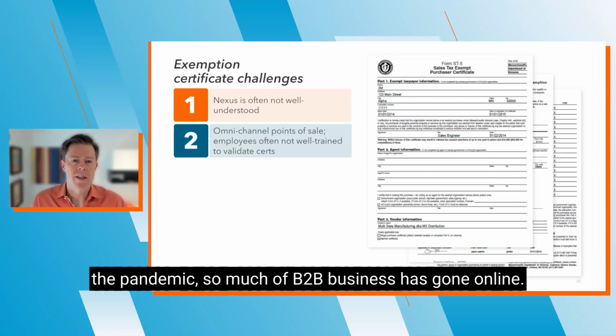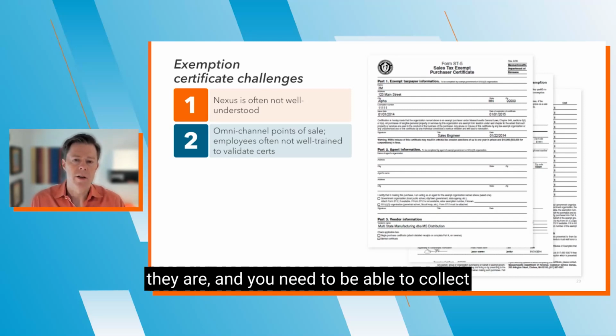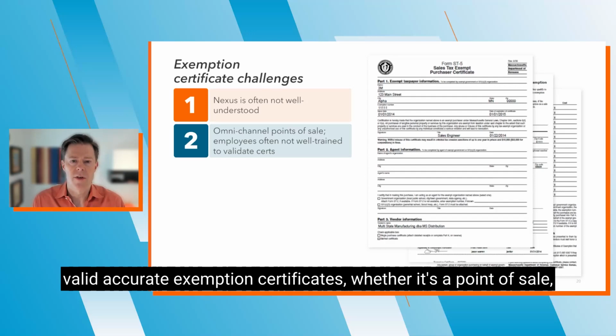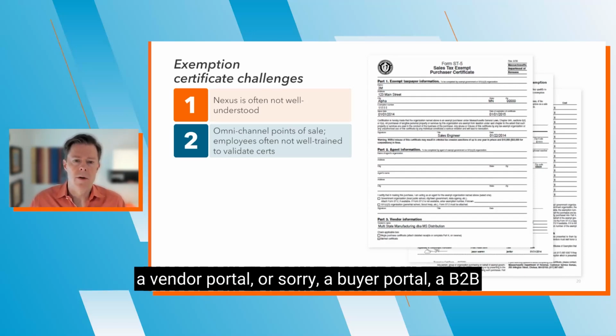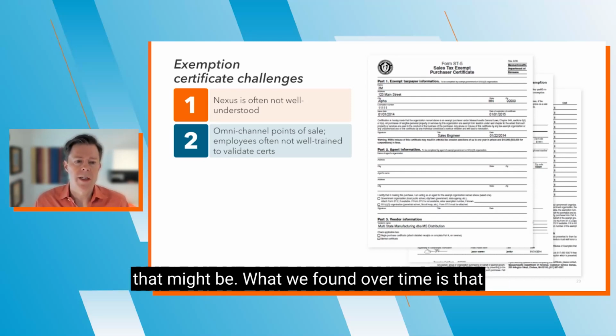But especially since the pandemic, so much of B2B business has gone online. And so you as a seller need to meet customers where they are, and you need to be able to collect valid, accurate exemption certificates, whether it's at the point of sale, a vendor portal, a buyer portal, a B2B portal, just a regular online website, a call center, whatever that might be.